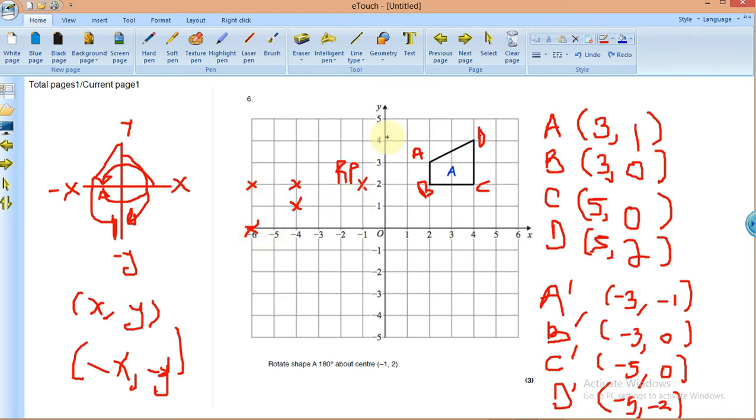So let me join. Okay, I can label it now. 1, 2, 3. Minus 3, minus 1, that is A prime. So this is my A prime. Minus 3, 0, that's my B prime. So this is my B prime. Minus 5, 0, that's my C prime. So this is my C prime. And automatically this will be my D prime. So I can join now. Let me join with a broken line, in order to have a good picture of the image.